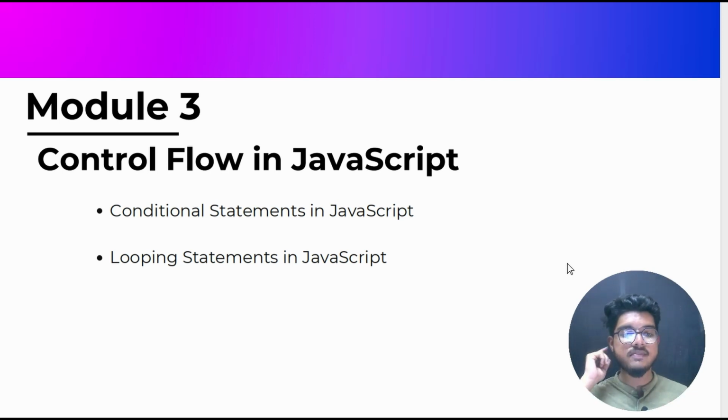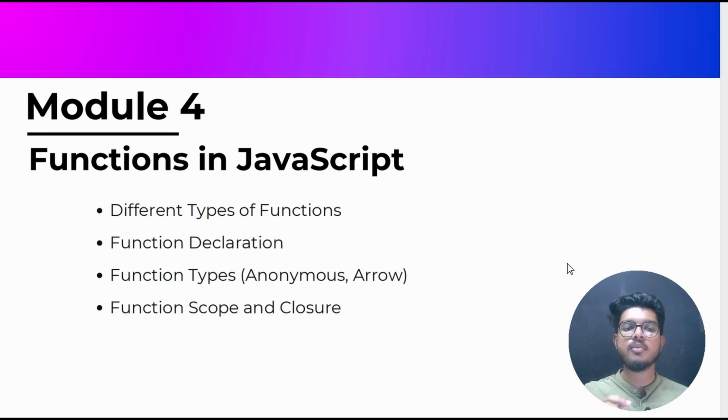I hope this is clear as well. And today we have completed module 4: different types of functions and function declaration, anonymous functions, callback functions, arrow functions, normal functions, etc., and the scope and closure that comes under OOPs concept. If I tell it now, it will be confusing. Let's start module 5 now.